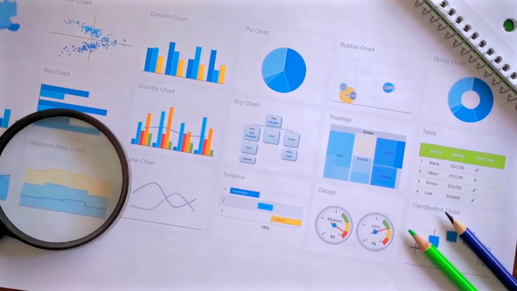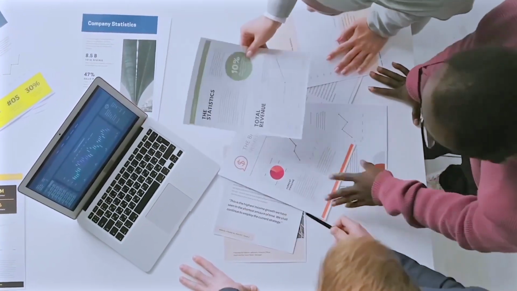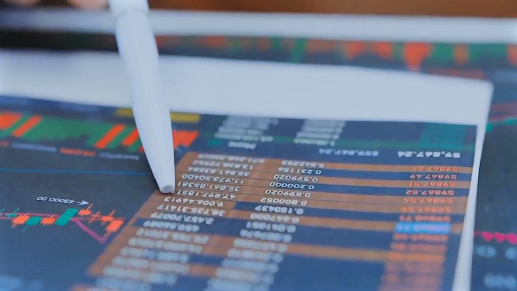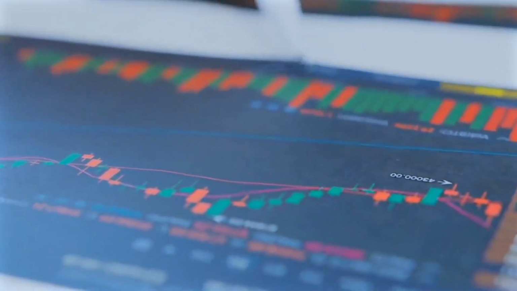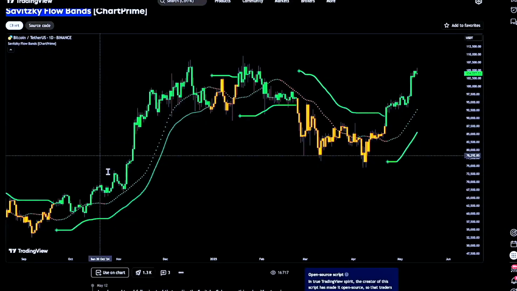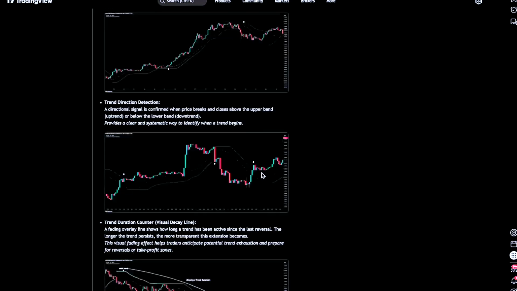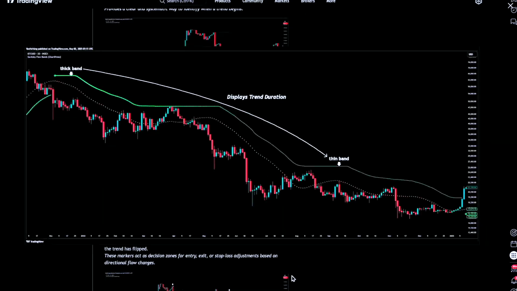Picture a tool that gives you a crystal clear read on market trends without the usual lag or noise that trips up most indicators. That's exactly what the Savitzky flow bands by ChartPrime does, and I'm pumped to break it down for you.